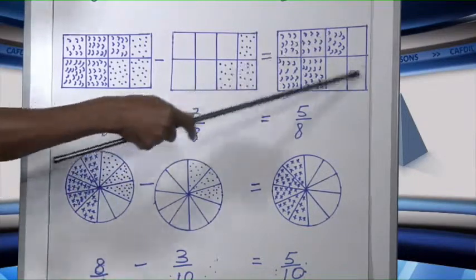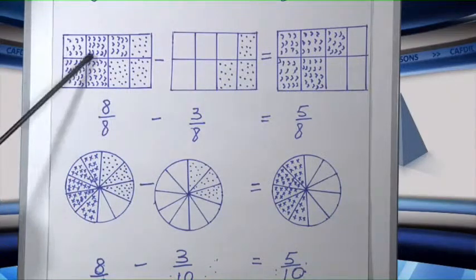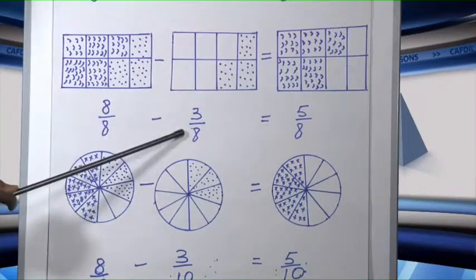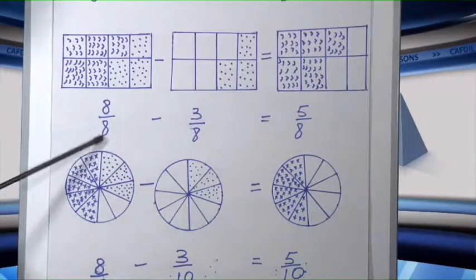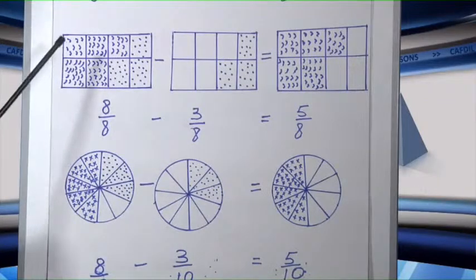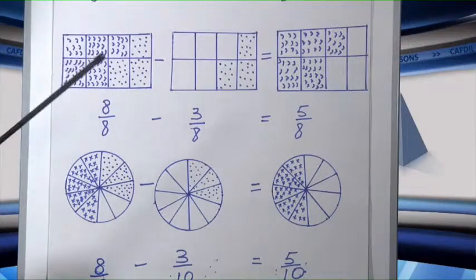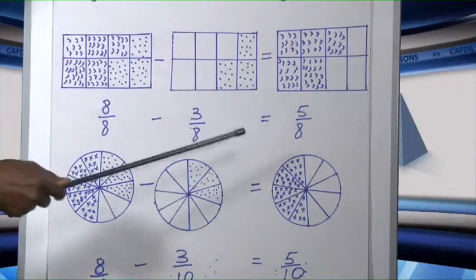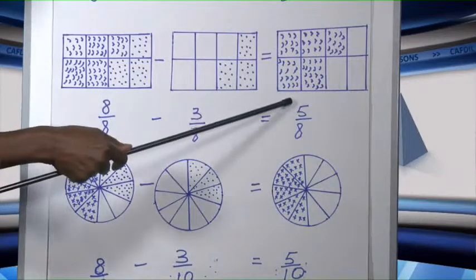The number of parts in all. You can see that the number of parts is 8 here. Number of parts in all is 8 there. Number of parts in all is 8. So the denominator, again, stands for the number of parts in all. The numerator stands for the number of parts taken out. So 8, subtract 3, you will get 5.